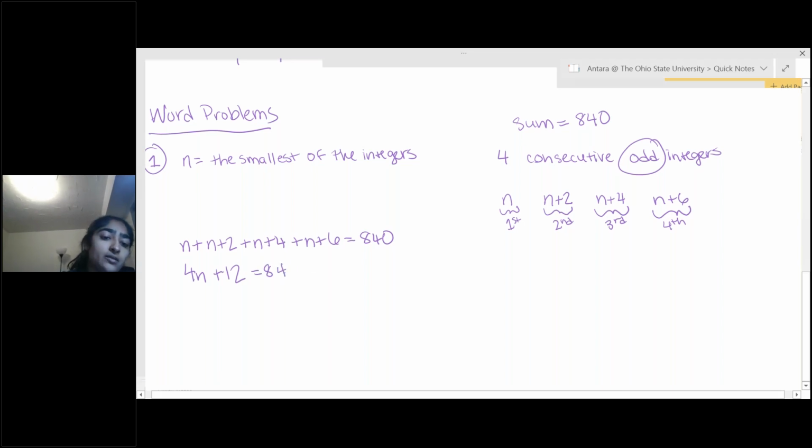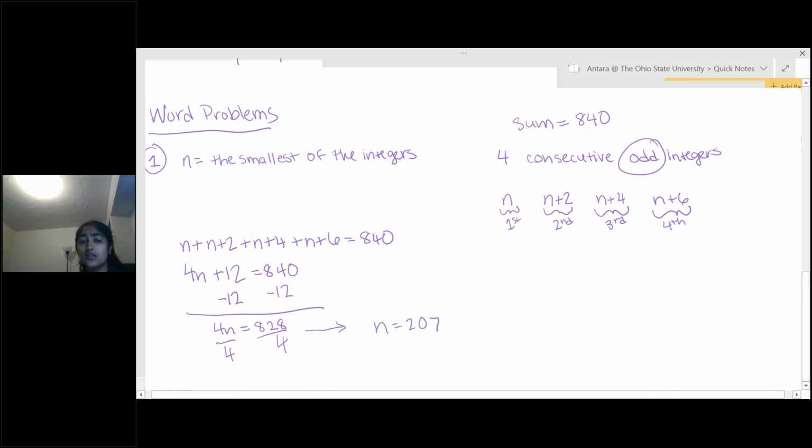Now, our next job is to isolate the variable term. And here we're going to basically just subtract 12. When we do that, we get 4n equals 828. And then to isolate n, we just divide by 4. And here we get n equals 207. So that's the smallest of the integers.